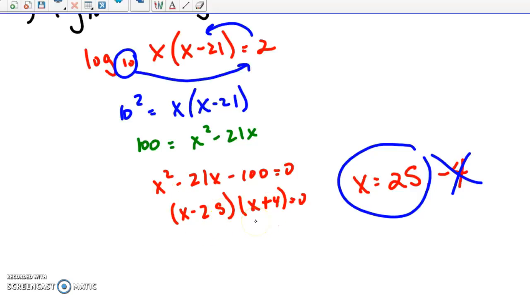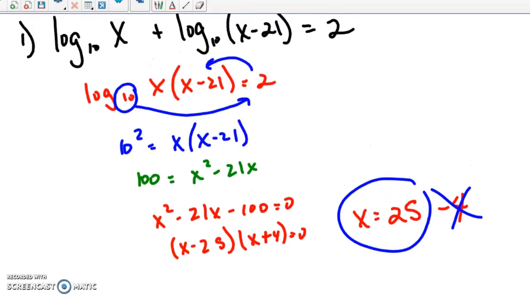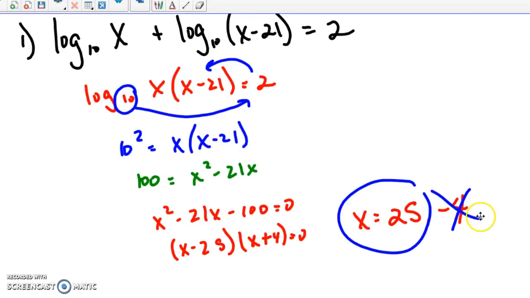When we set each of those equal to 0 and solve, we get the two answers of 25 and negative 4. When I plug in the 25 for both my x's, it's going to simplify to positive numbers, so I can take the log of a positive, so that works. But when I plug in the negative 4 for either of the x's, I get a negative answer, and remember, we can't take the log of a negative, so we have to throw out that negative 4.